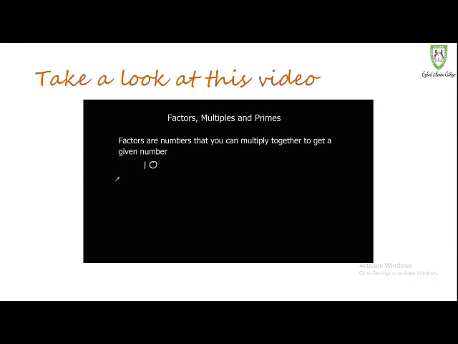So I can get 10 by doing 1 times 10, or I could do 2 times 5. It's not in the 3 times table or the 4 times table, and I've already got 5. So these are all the numbers that multiply to make 10. So the factors of 10 are 1, 2, 5 and 10.